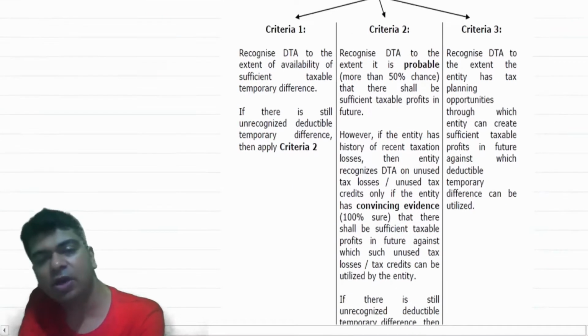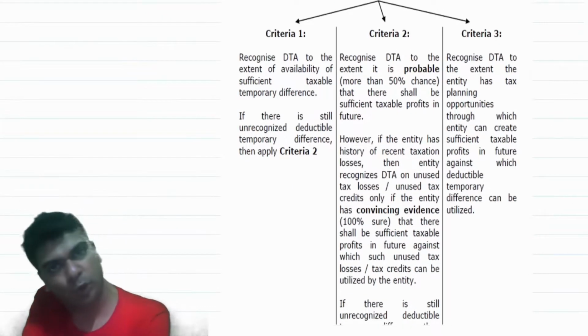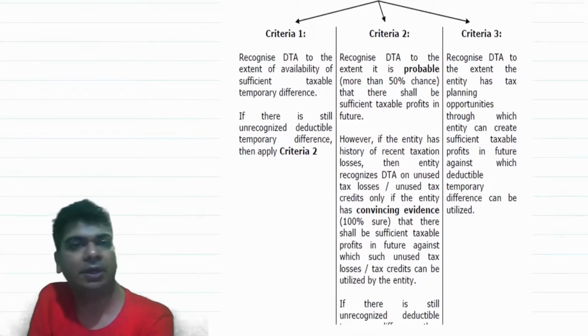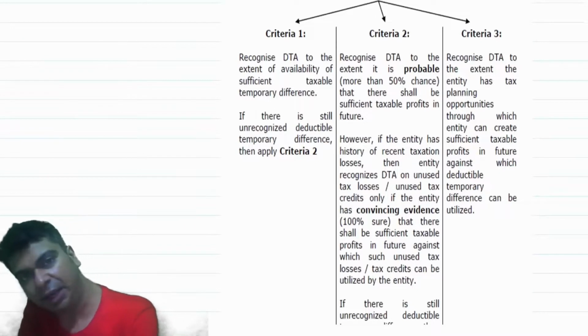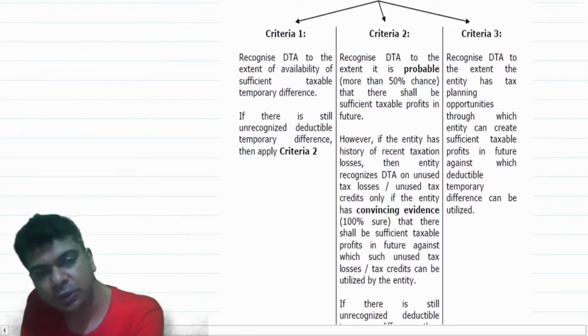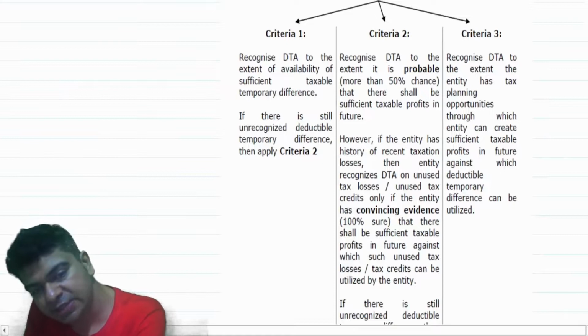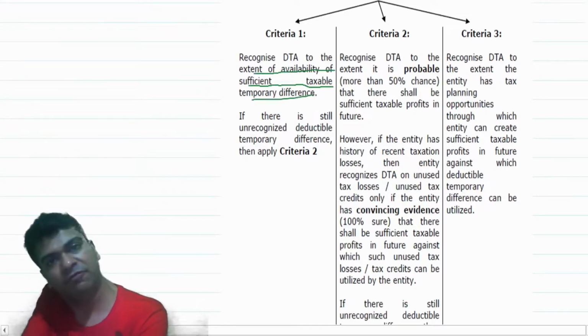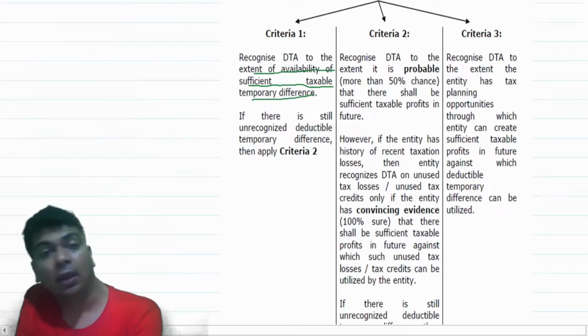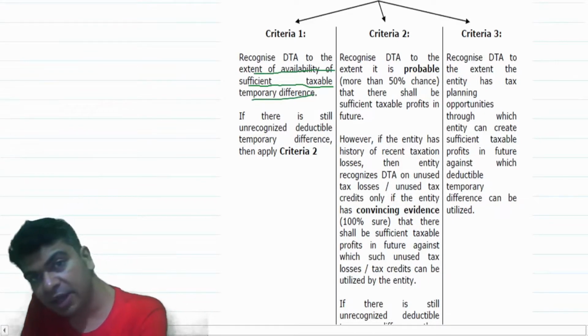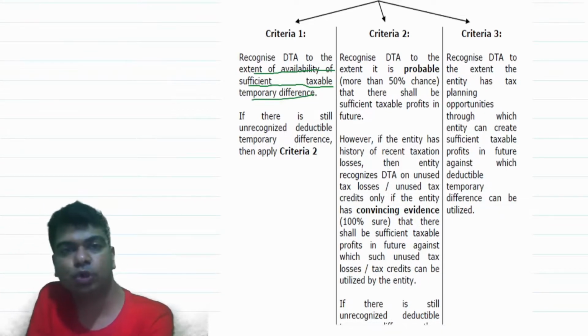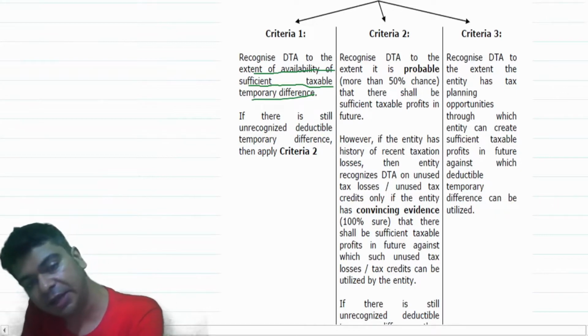The first criteria or the first step is, do you have sufficient taxable temporary difference? If yes, recognize DTA. So it says recognize DTA to the extent of availability of sufficient taxable temporary difference. After applying this criteria, if there is still any unrecognized portion of DTA, then go for criteria 2.